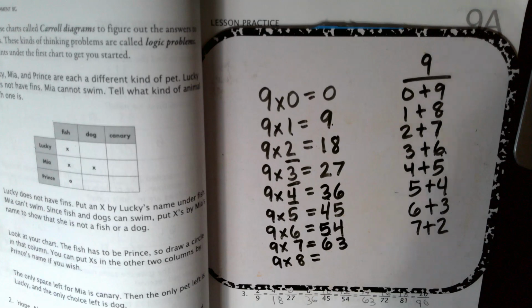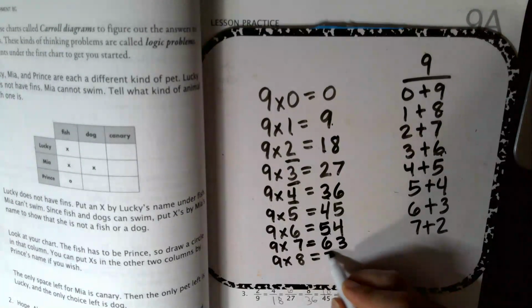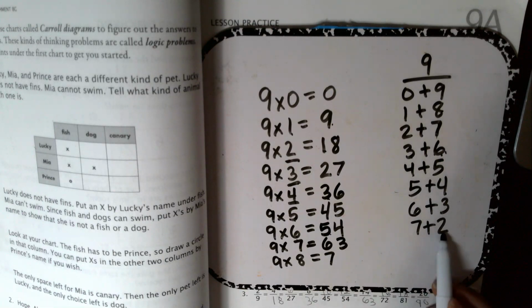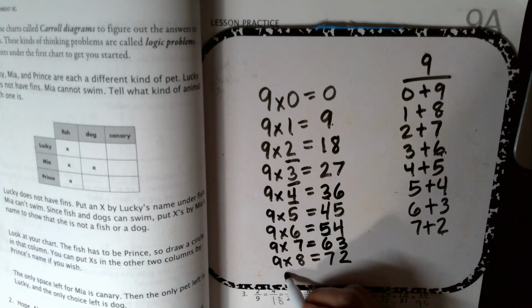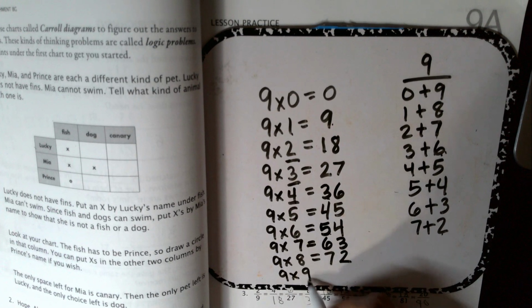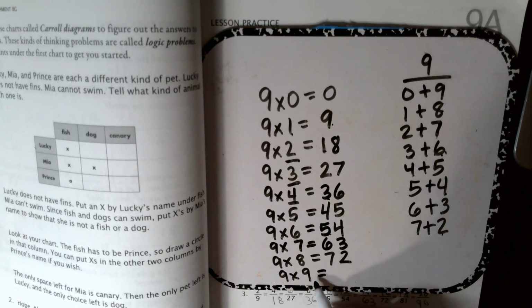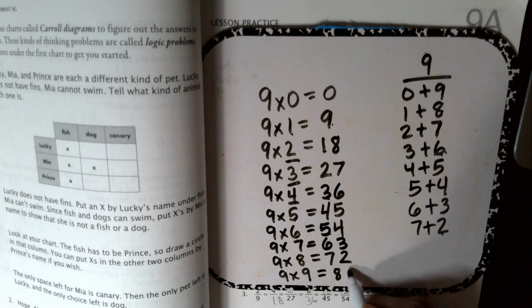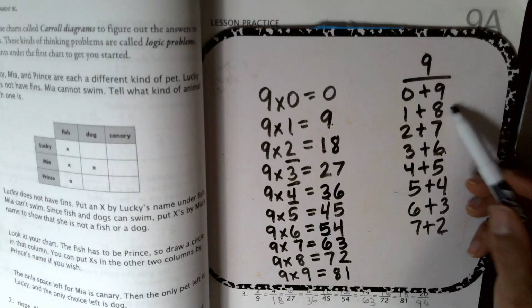Okay, next one we have 9 times 8. And 9 times 8, if you do 1 less than the 8, it is 7. And then your other number is 2. And then 9 times 9. Okay, the first number would be an 8, because 9 minus 1 is 8. And the next one would be a 1. We get that from there.